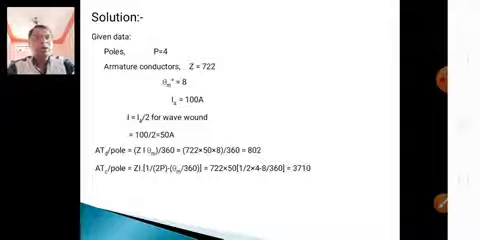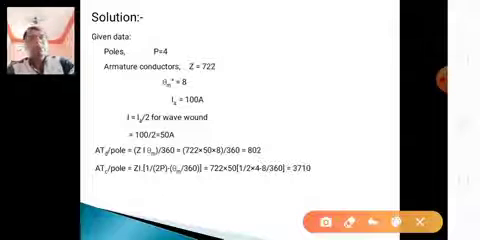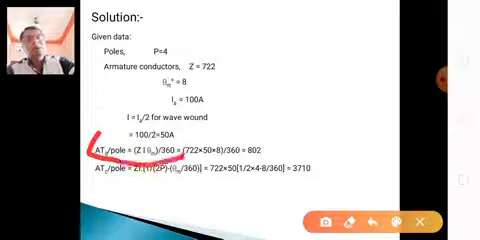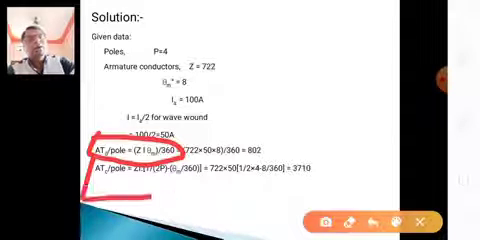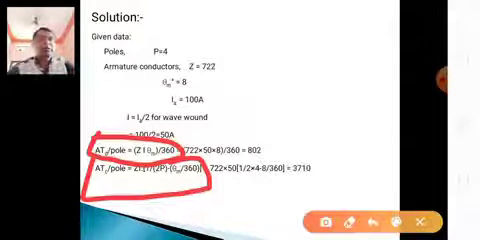And cross magnetizing ampere turns per pole is ZI into 1 by 2p minus theta m by 360. So ZI means 722 into I means 50 amps, 50 into 1 by 2 into P, P is 4, minus 8 by 360. So in this we get the value of 3710. So these are the main things. We have to know the formula: what is ampere turns per pole for demagnetizing, and what is ampere turns per pole for cross magnetizing.